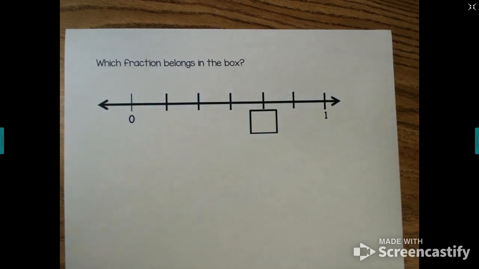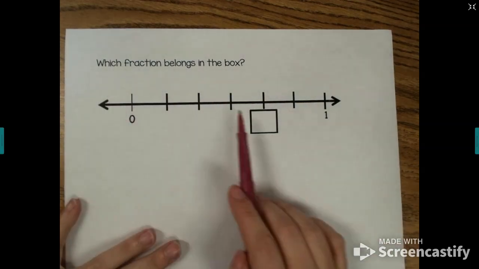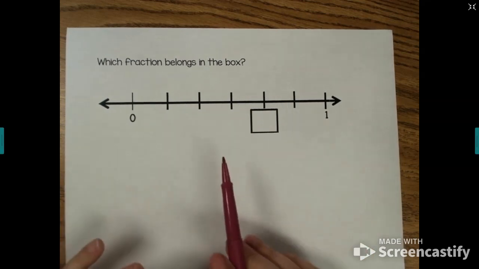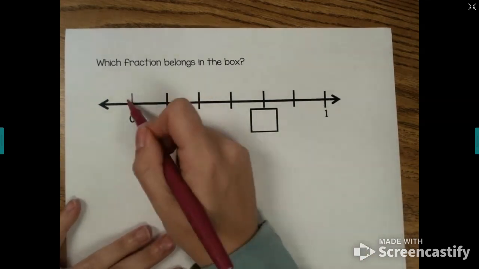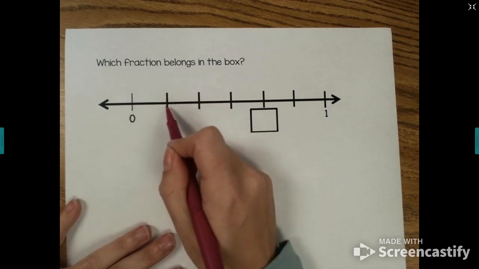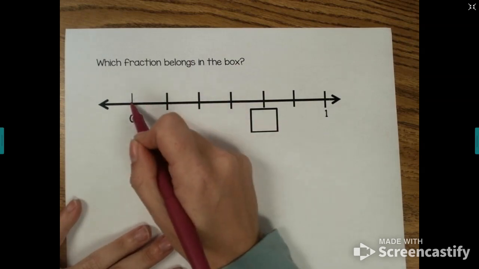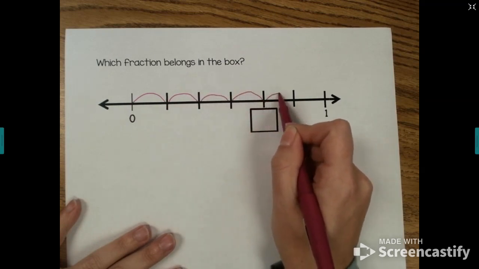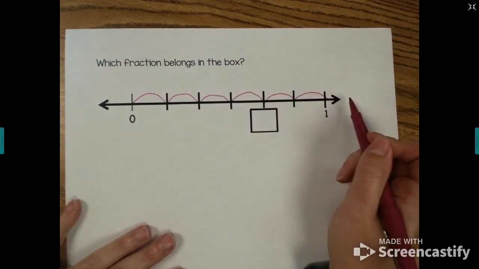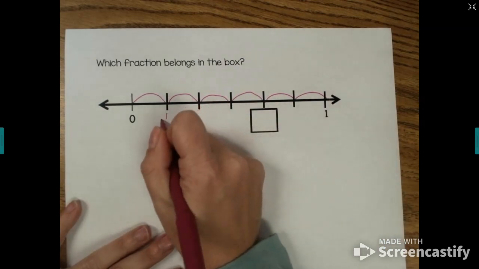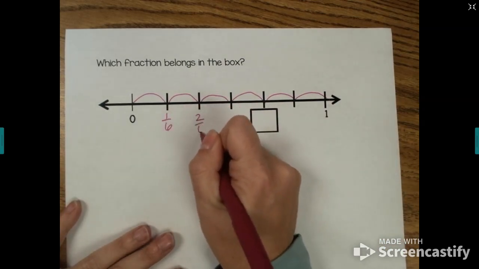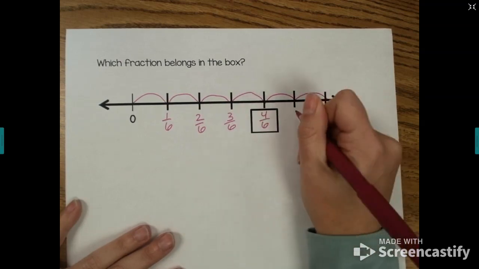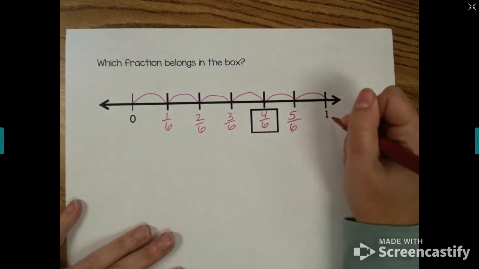Our last question is telling us to fill in this box. What belongs in this box? So first we have to figure out what it is partitioned into. So I'm going to count my jumps. Remember, don't count the tick marks, count the jumps. 1, 2, 3, 4, 5, 6. So this is going to be 1/6, 2/6, 3/6, 4/6, 5/6.